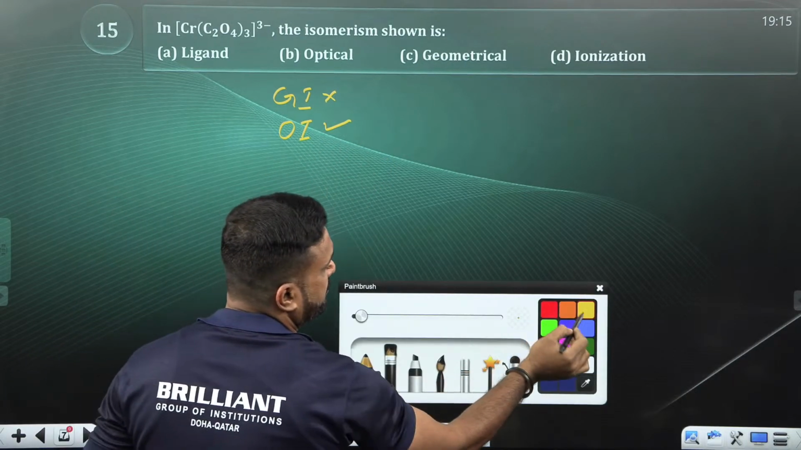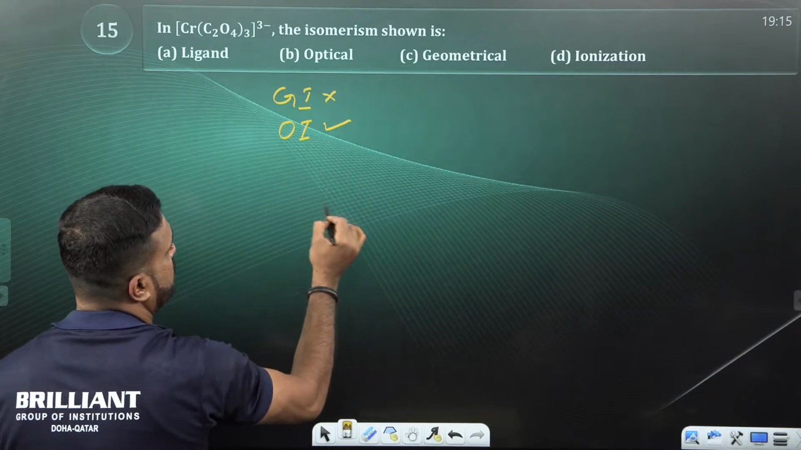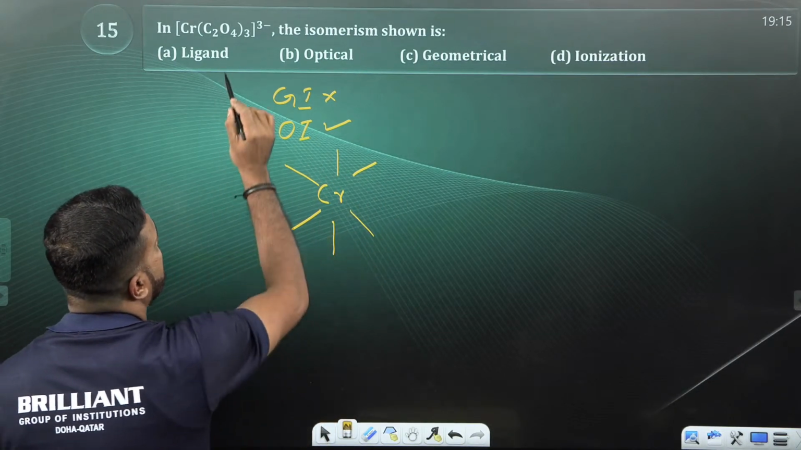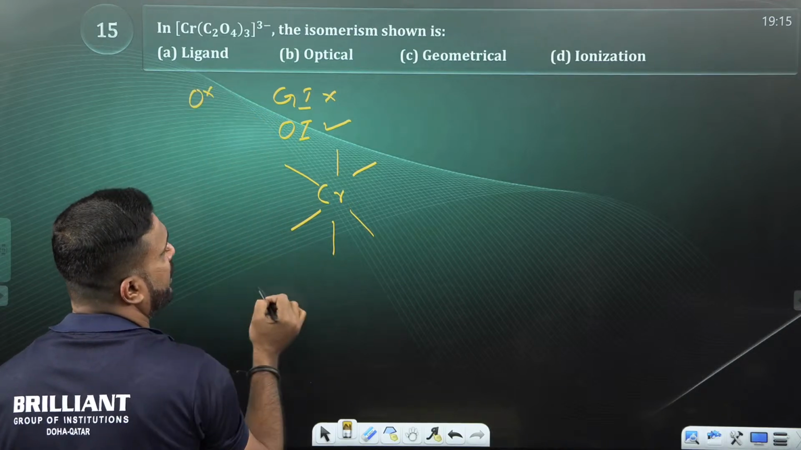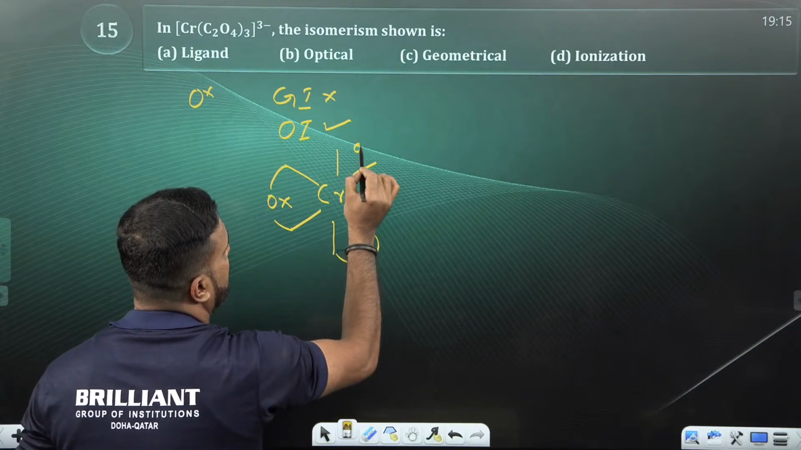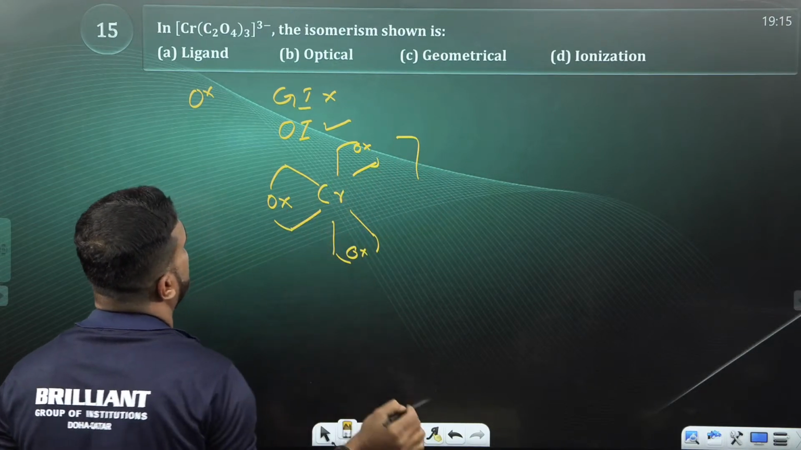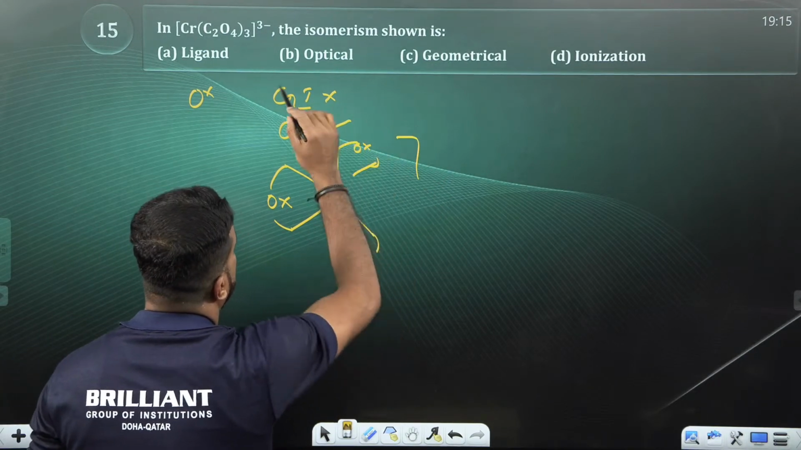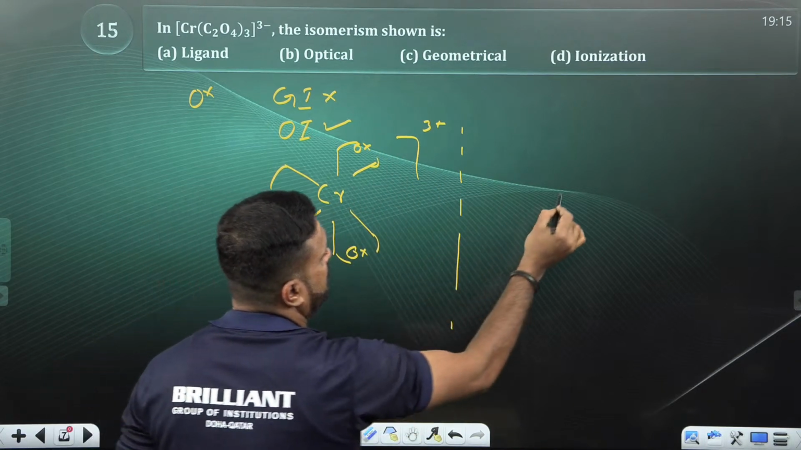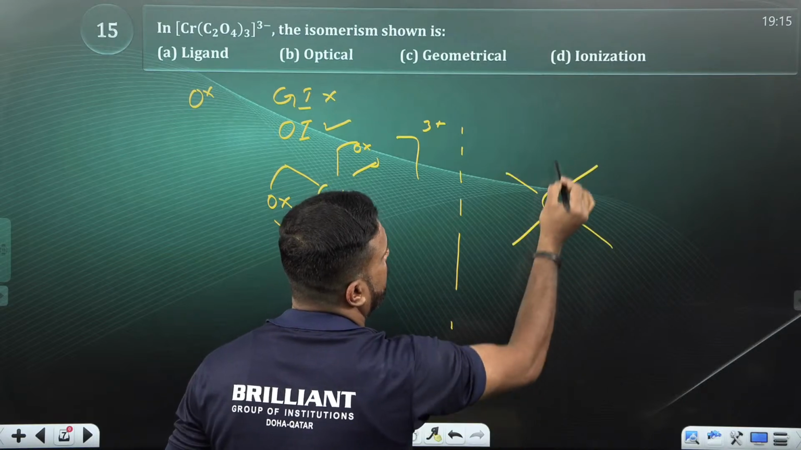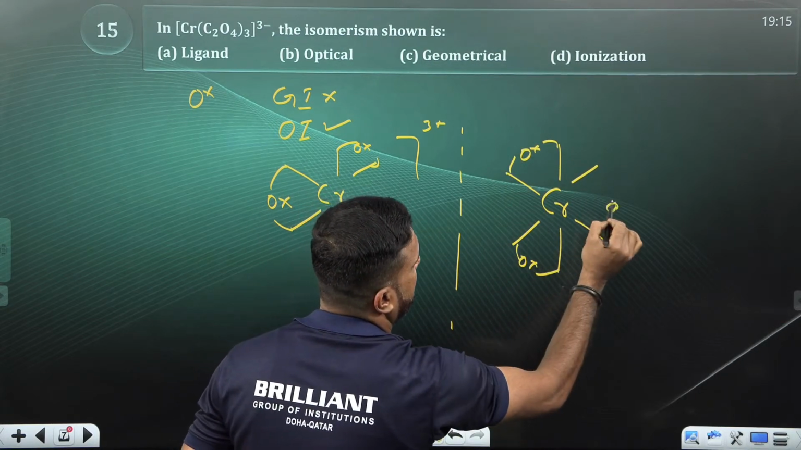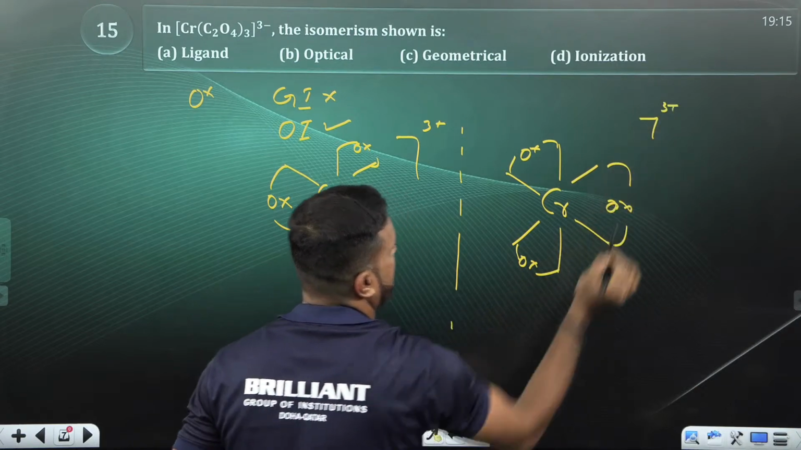So optical isomerism, if you want, we can draw it. It will be like this, Cr, with 1, 2, 3, 4, 5, 6. Coordination number is 6. C2O4 we will represent as OX. So I can put one OX over here, another OX over here, another OX over here, and this will be 3+. Then we can take the mirror image of this one, again with 1, 2, 3, 4, 5, 6. Here OX will come over here, and another OX over here, and another OX over here, and this is the 3+.